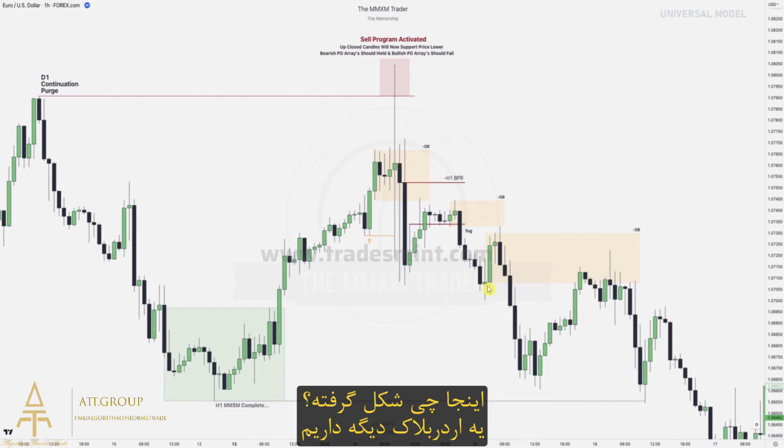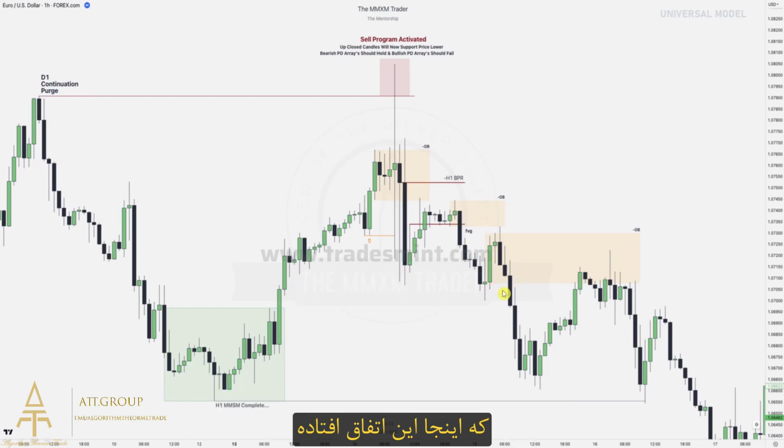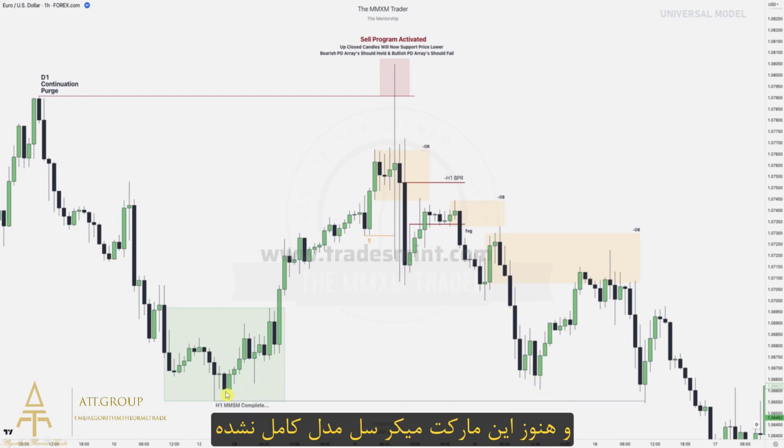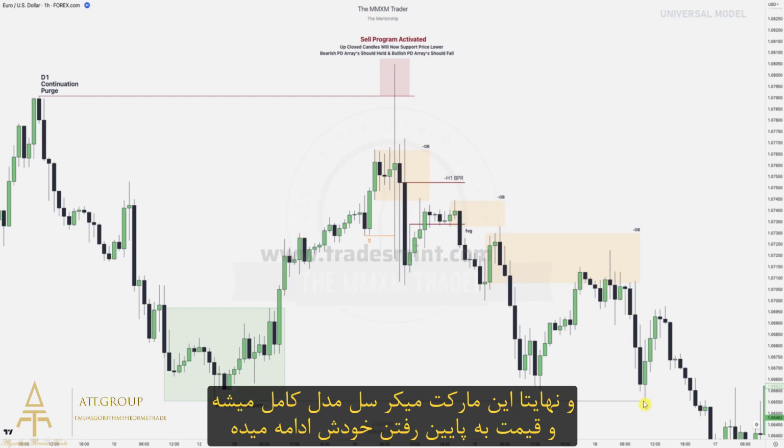What do we form over here? Another order block, right? All up close candles should support price lower, which it does, right? We still have not completed the market maker sell model down here, right? Because we are not trading below this external range yet. Price turns back into premium once more into that bearish order block, and then finally we purge that market maker sell model and continuation lower.